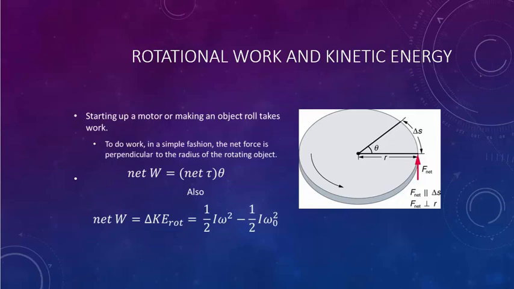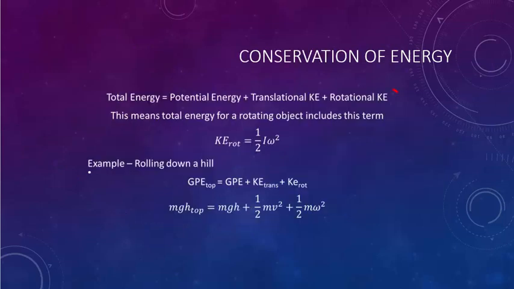So rotational kinetic energy is 1/2 I omega squared, where the moment of inertia has replaced mass and omega has taken the place of velocity. We have conservation of energy in rotational physics. It's going to be potential energy plus translational, which is the linear kinetic energy, the usual 1/2 mv squared. And then we have this rotational kinetic energy because it's moving, but it's spinning or rolling. And you have to add all those up to get the total energy.